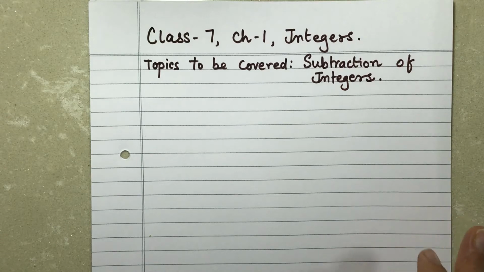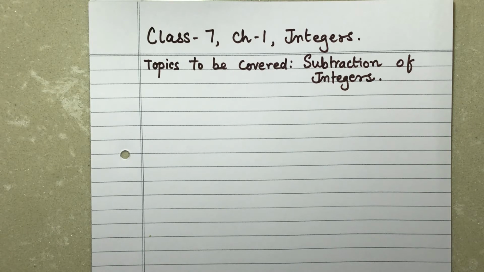Hi kids, today we are going to continue our previous chapter that we have already started. It is class 7 chapter 1, integers, and we are going to cover the topic of subtraction. Again, we are going to read some rules and accordingly we are going to continue.